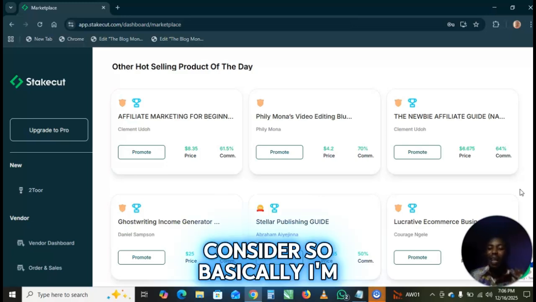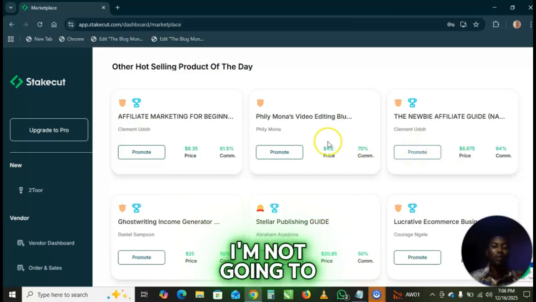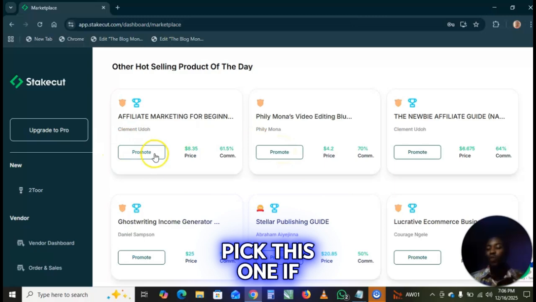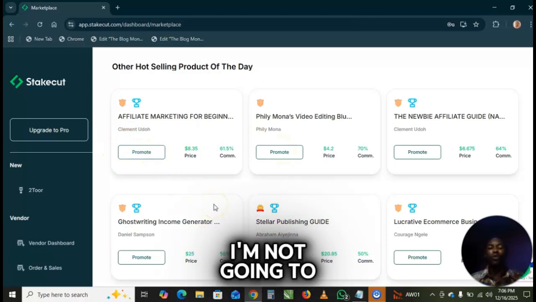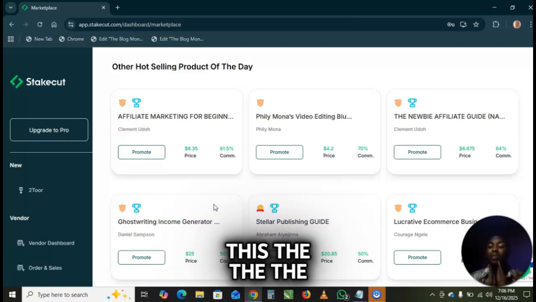So basically, I'm not going to tell you, okay, pick this one because this one is going to convert. No, I'm not going to tell you that, because we actually don't know the kind of course that is going to sell.